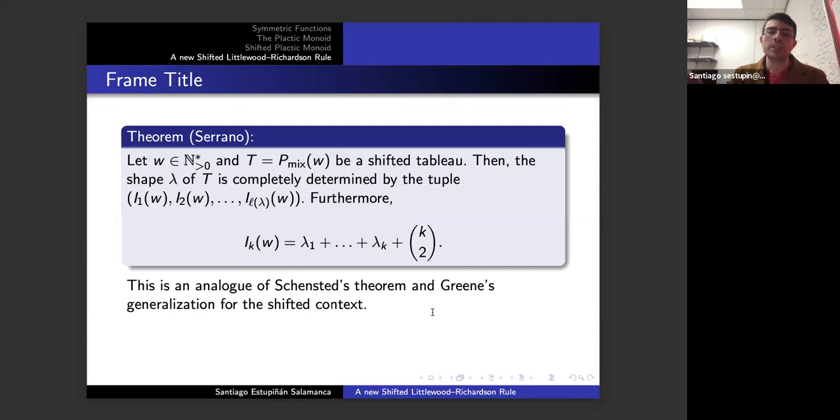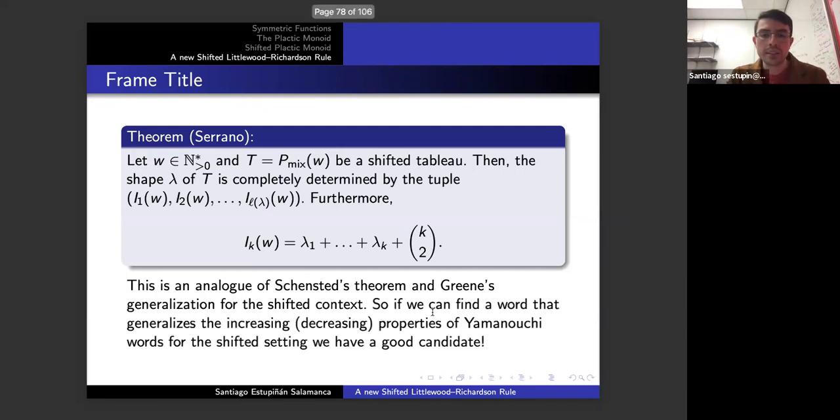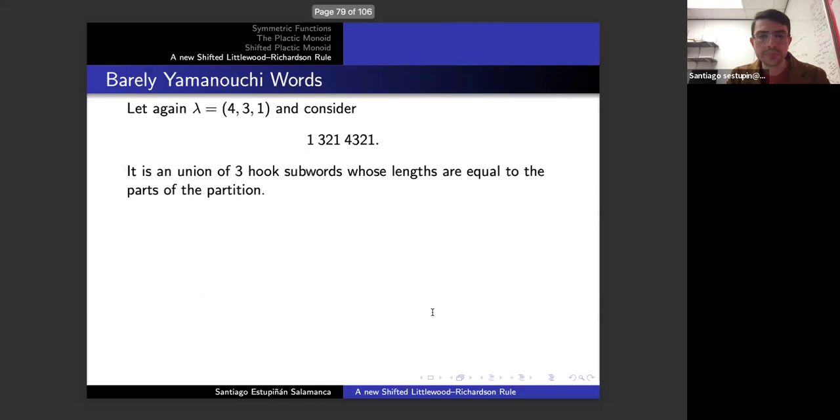And so we said that for Yamanouchi words, this notion that they are very transparent from this decreasing perspective motivates the definition of these words. So instead, I could consider words that look like this.